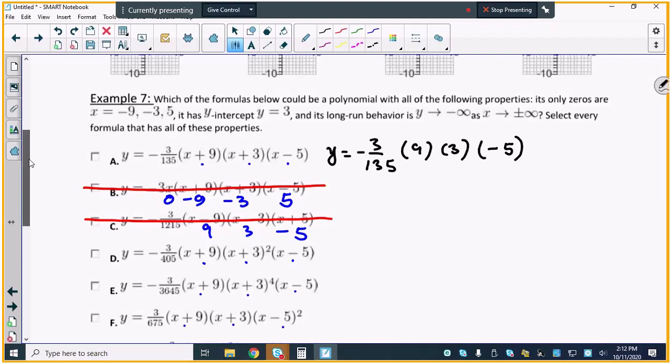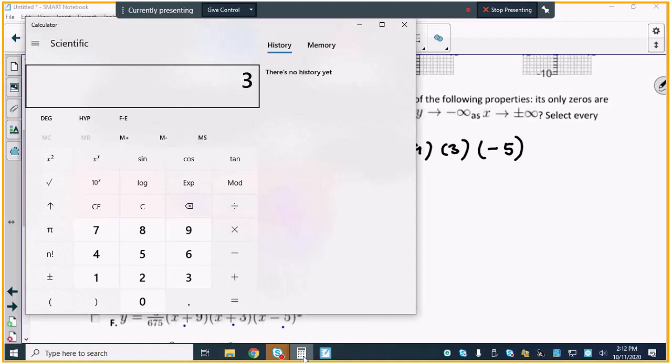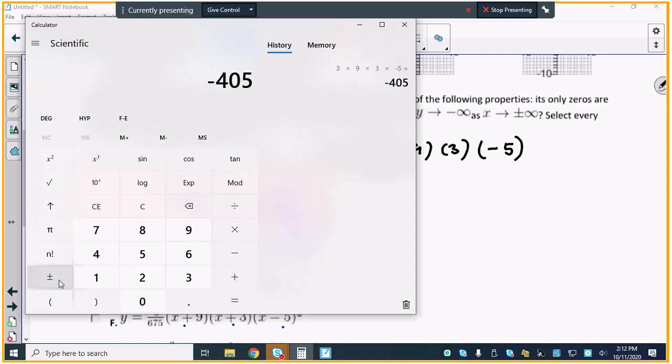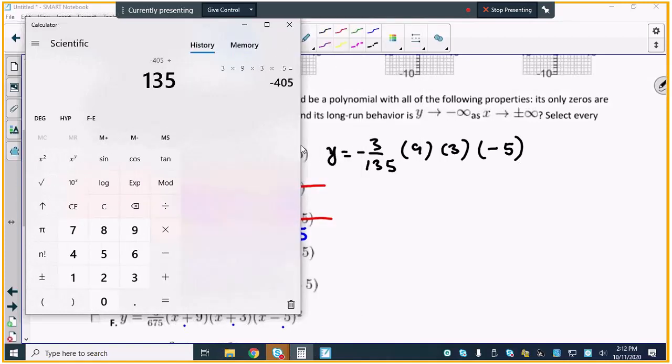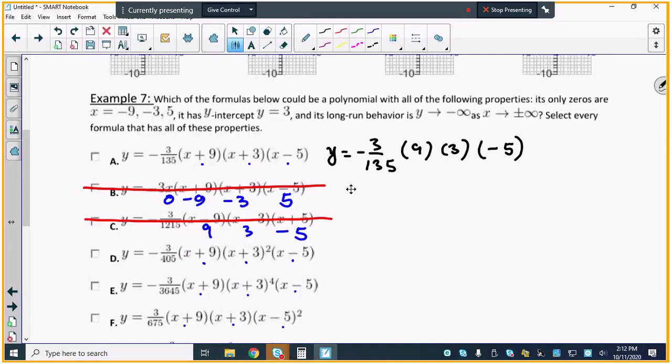If I simplify this and use my calculator, I will see 3 times 9 times 3 times 5, and that's a negative 5. That's the top, and the bottom is 135. If you remember how much the bottom was, it was 135, and then there is a minus in front, so I can put that minus with this bottom. I will get 3, and that's exactly what I needed. So what does that tell me? That this one is still a competitor.